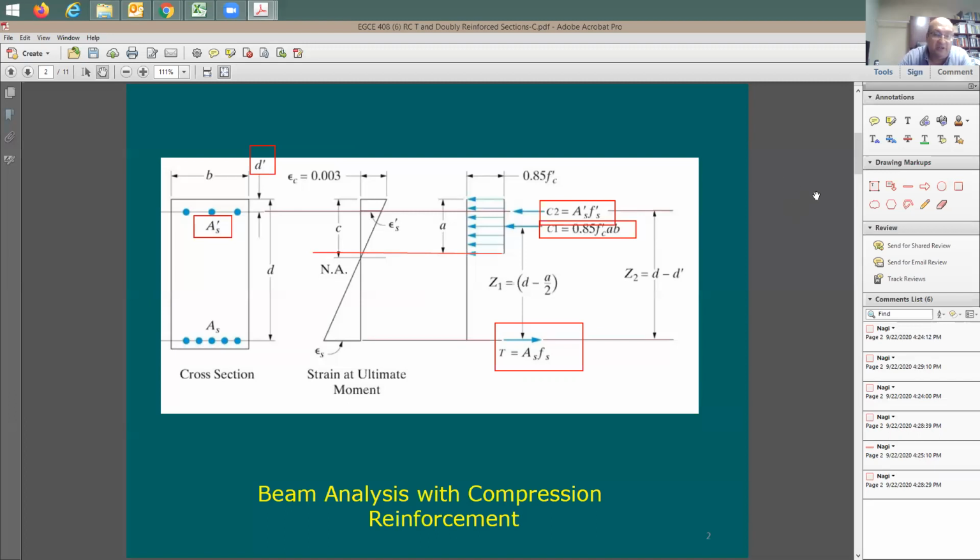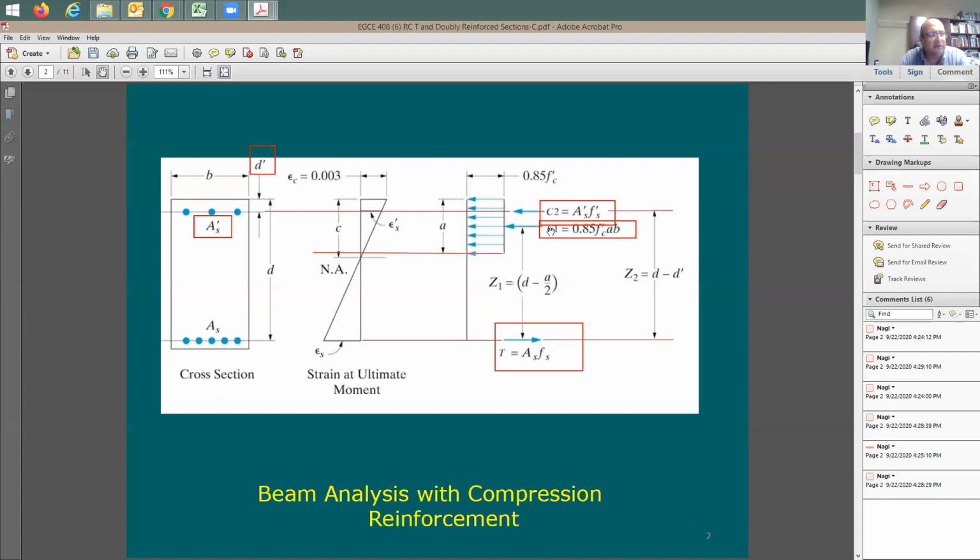Now the other thing I need to know is the Z distance. Z distance is the distance from tension to compression. Why do I need it? To find out the moment acting on the section, the internal moment, which means the strength of the section.